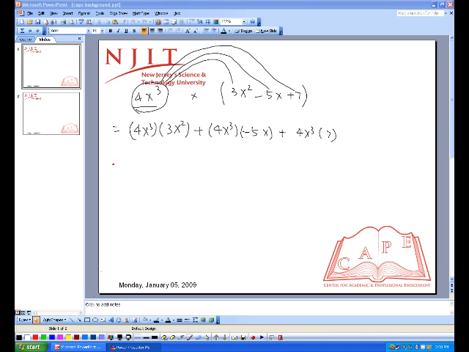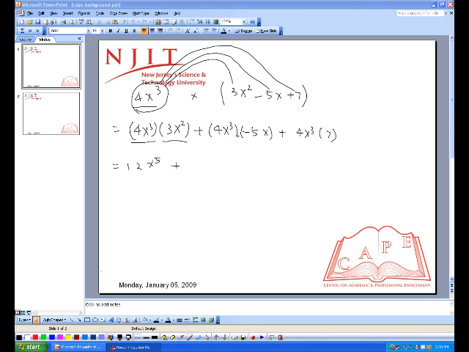Okay, so now we just have to do them individually. So when we multiply two monomials, so it's a single term of a polynomial, what you have to do is you multiply the coefficients and add the degrees. Okay, so if you multiply the coefficients, 4 times 3 gives you 12, and when you add the degrees, 2 plus 3 gives you 5, so x to the 5th power.